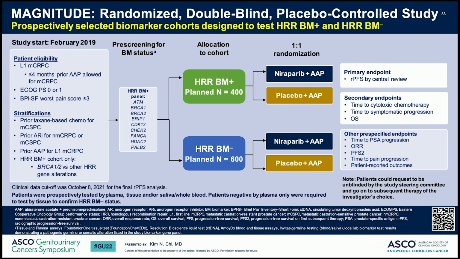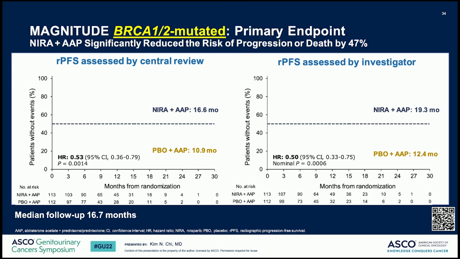So niraparib plus abiraterone and prednisone was given in both arms, the positives and the negatives, and placebo plus abiraterone prednisone is in the control arm. In the BRCA1, BRCA2 patients, it met its primary endpoint. There was a reduction in the risk of death or progression by 47%, and this was seen by both central review as well as by the investigator. The median follow-up at this presentation was 16.7 months.